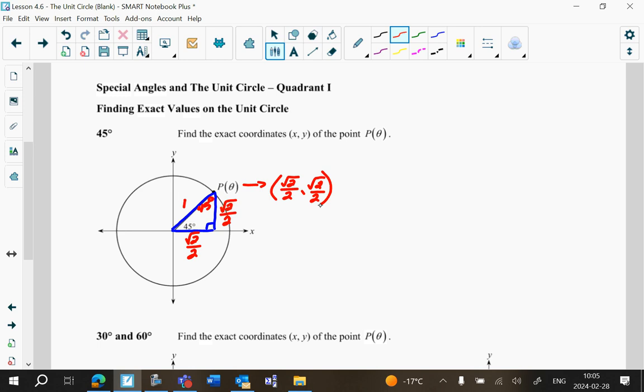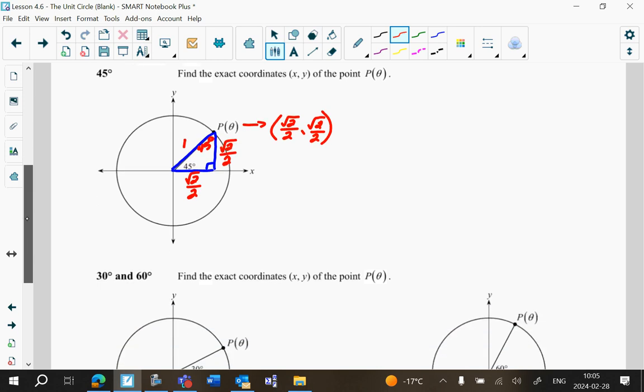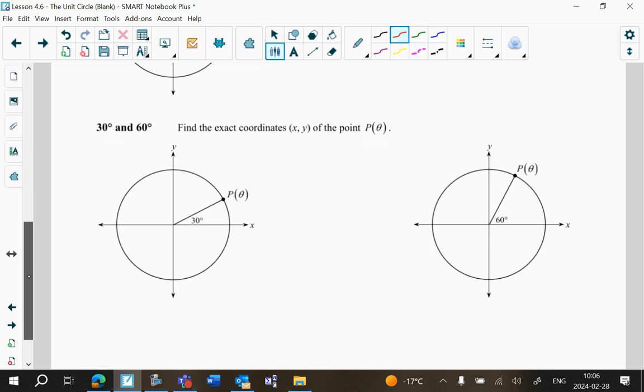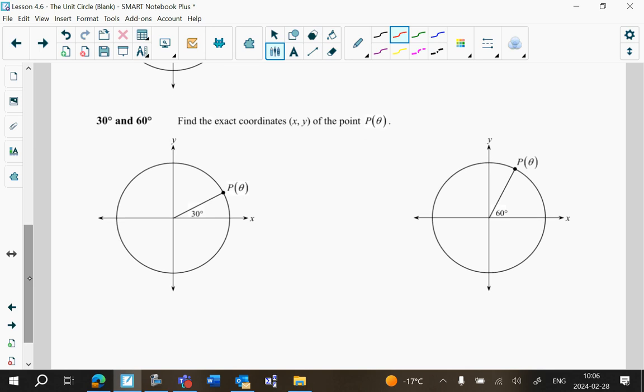Again, this is all setting up to be able to do the trig. What about the 30, 60, 90 triangle? Well, there's two ways you could put it in. You could put it in so that the 30-degree angle is coming out from the origin, or you could put it in so that the 60-degree angle is coming out.